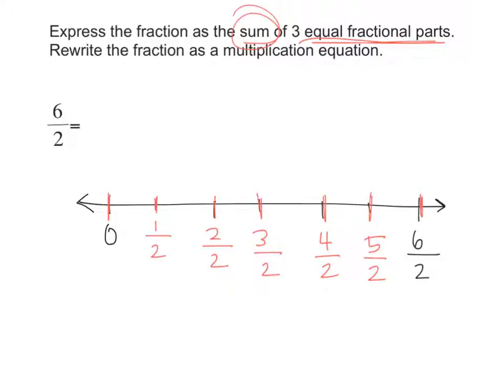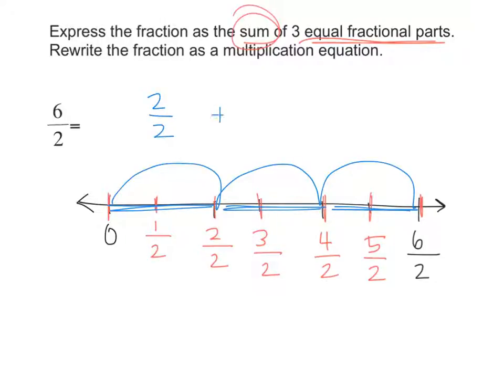So I can split it into here's one part, here's another part, and here's a third part. Do I have 3 equal parts? And how big is each part? From here to here, how big is this part? 2 halves. How big is this part here? 2 halves. And how big is this part here? So this is equal to 2 halves plus 2 halves plus 2 halves. Did I do what the problem asked? Did I split this fraction, 6 halves, into the sum of 3 equal fractional parts?